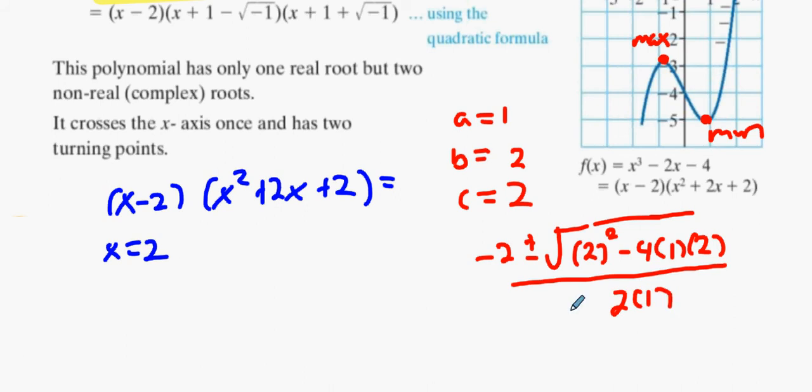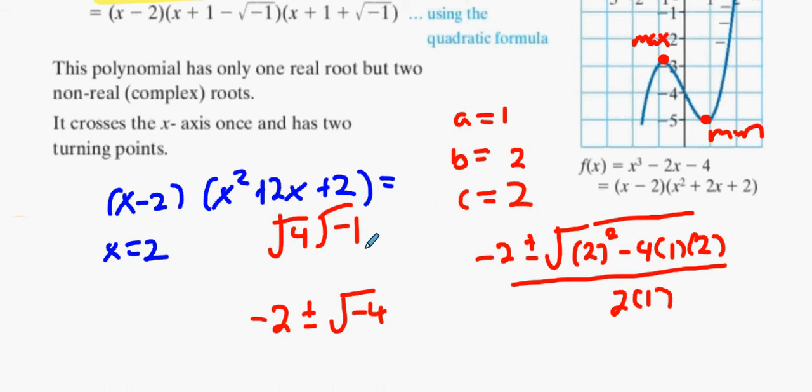Now here's what they did. They did minus 2 plus or minus the square root of minus 4. Can anybody tell me, root minus 4 is the same thing as root 4 by root minus 1. You cool with that? Which is the same thing as 2 root minus 1. That's what they did. So then they did 2 root minus 1.